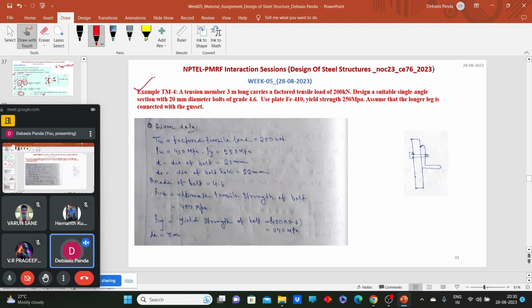So here this is the example: a tension member 3 meter long carries a factor tensile force 200 kilonewton. That means we have the factor tensile load 200 kilonewton.